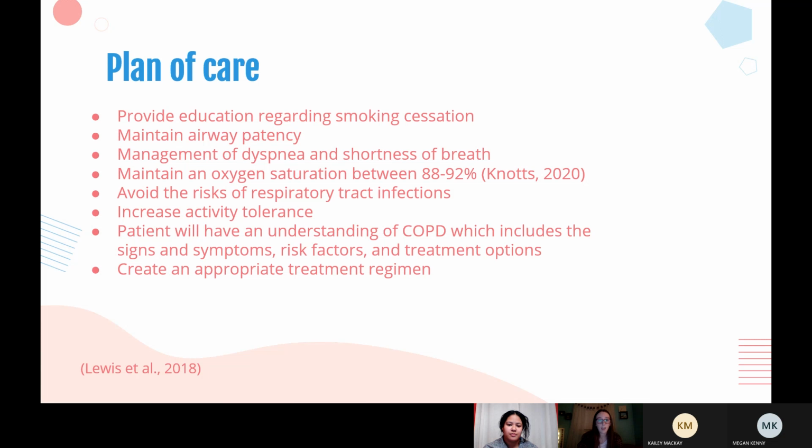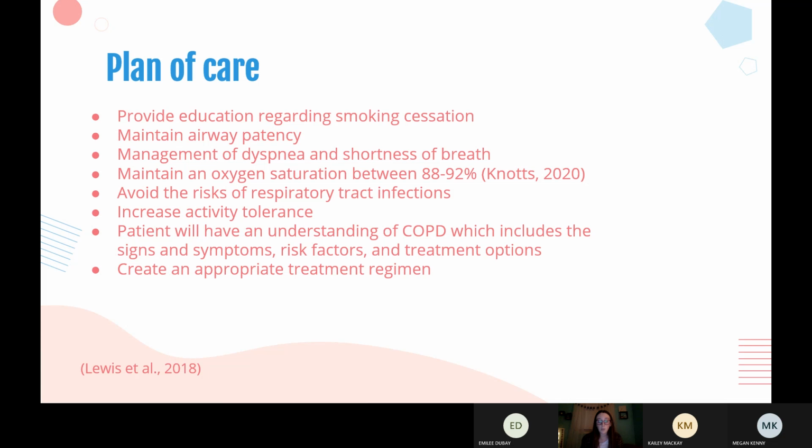Okay, so for the plan of care, we want to provide education regarding smoking cessation. Smoking aids in the progression of the disease and causes an inflammatory response in the lung. We want to maintain airway patency, management of dyspnea, and shortness of breath while also maintaining an oxygen saturation between 88 and 92%. So this can be done by encouraging deep breathing and coughing, as well as pursed lip breathing, and using an incentive spirometer.